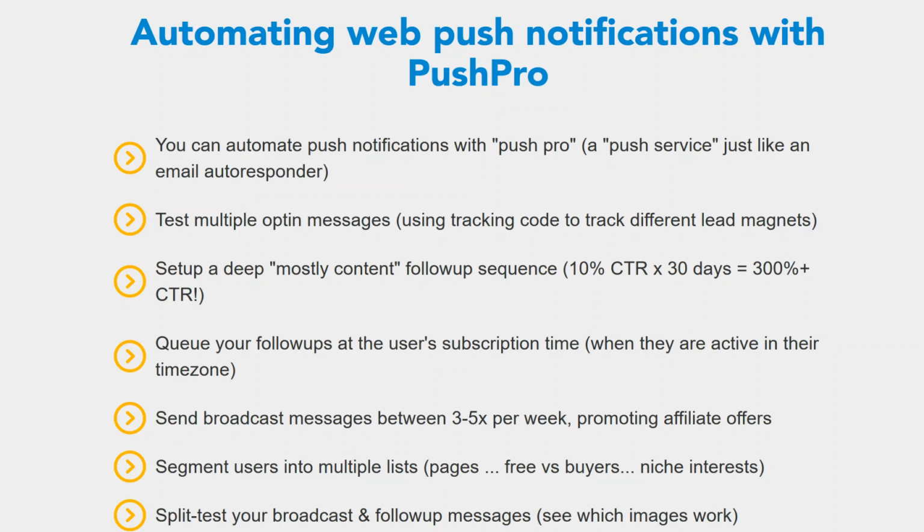You can also use PushPro to segment users into multiple lists. For example, you could segment based on the pages that users subscribe or the domains that they subscribe. You could segment between your free sign-up leads and your buyers. You can of course segment between different niche interests, but I definitely recommend you try and segment your subscribers into different lists. And then lastly, you can split test both broadcast and follow-up messages to see which images are working best for you.